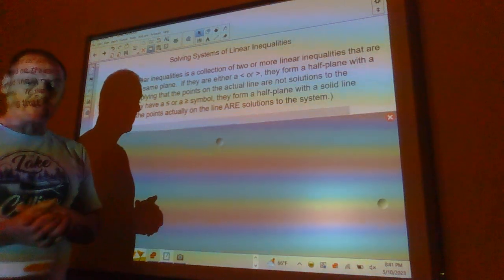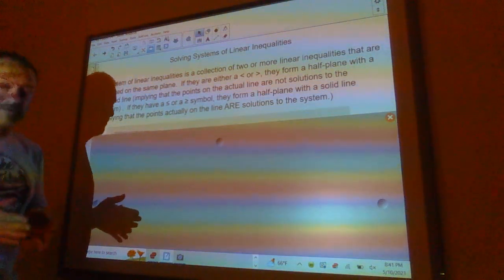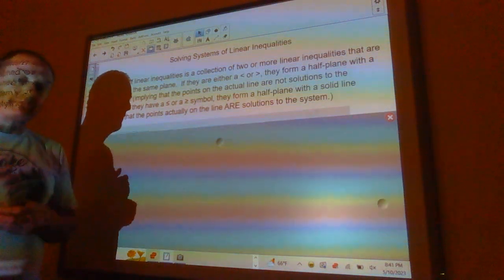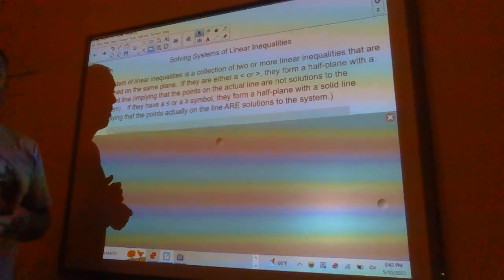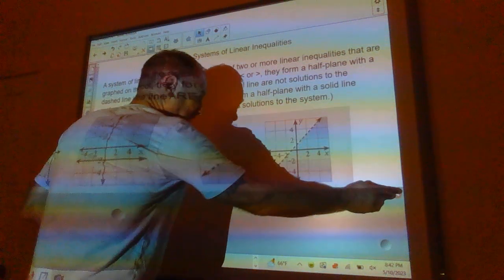If they have a less than or equal to or a greater than or equal to symbol, then you have a half plane of solutions with a solid line, and that implies that the points on the line are solutions to the system. So you have something that looks like this.